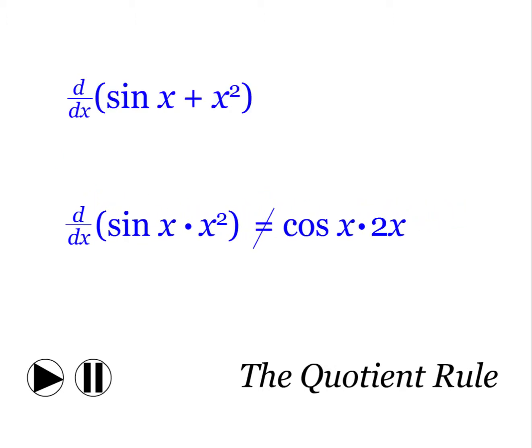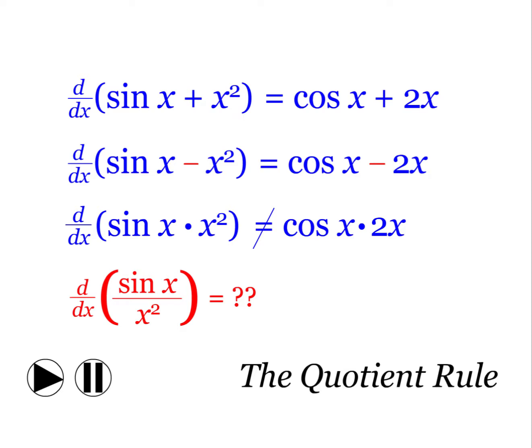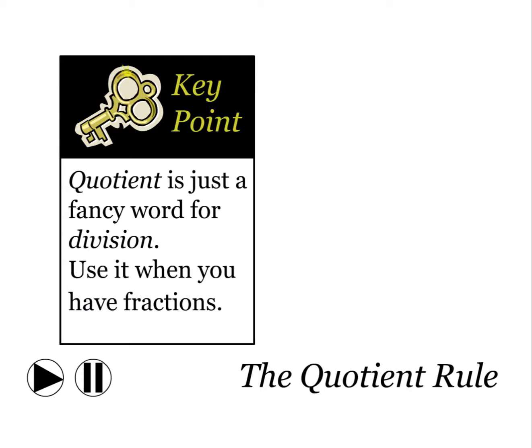Well, if you're adding two terms with variables, you can derive those terms separately with no problem at all. It even works with subtraction. However, if two terms are being divided, you'll need to use another special method called the quotient rule. It's called that because quotient is just a fancy word for division. But very similar to the product rule, it's another thing you have to memorize.